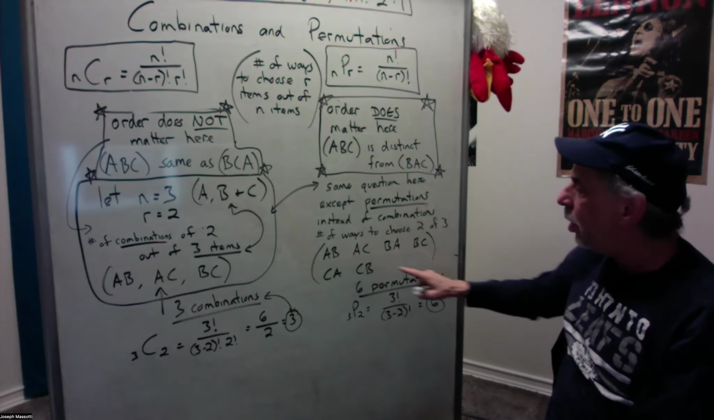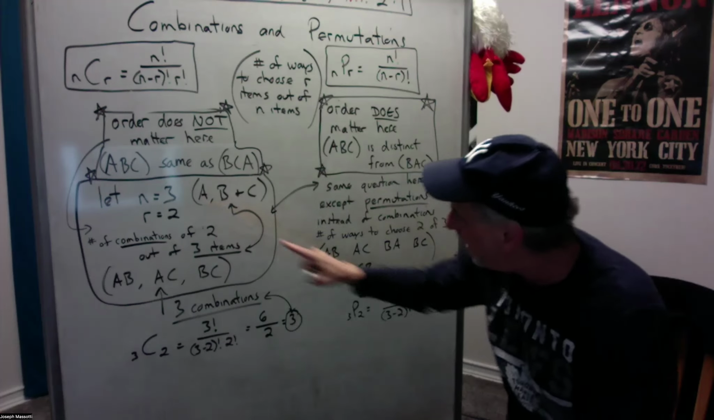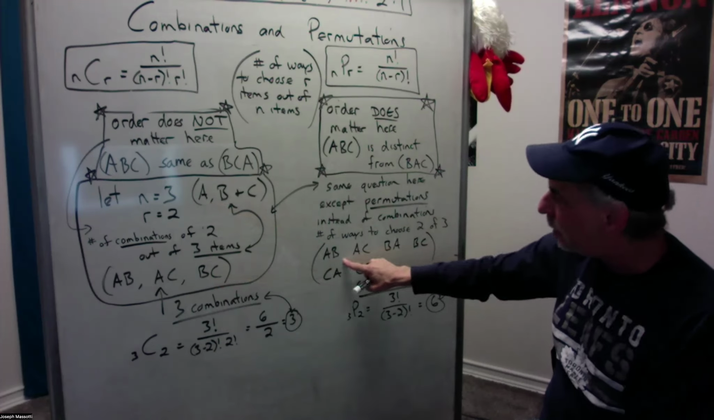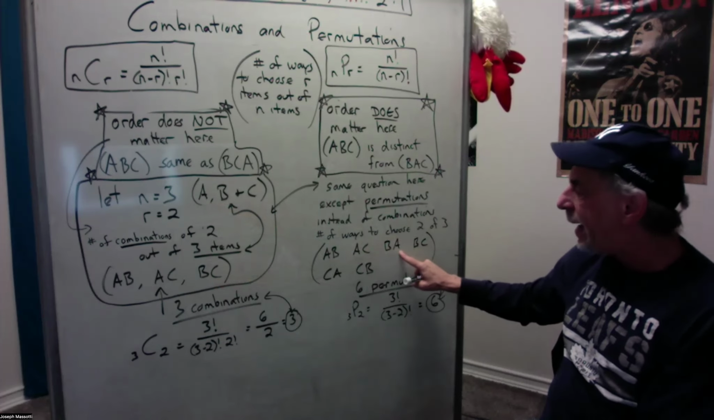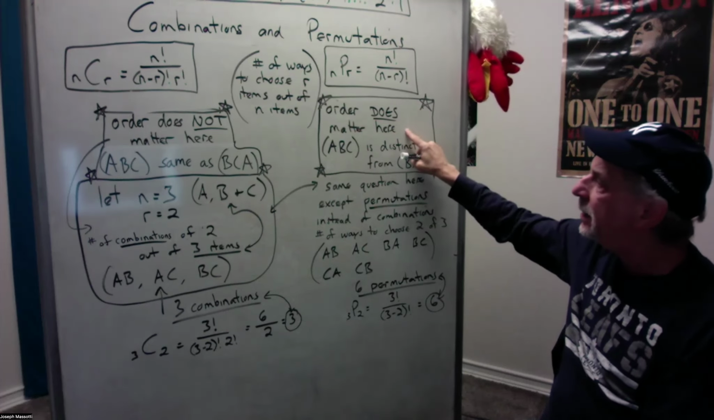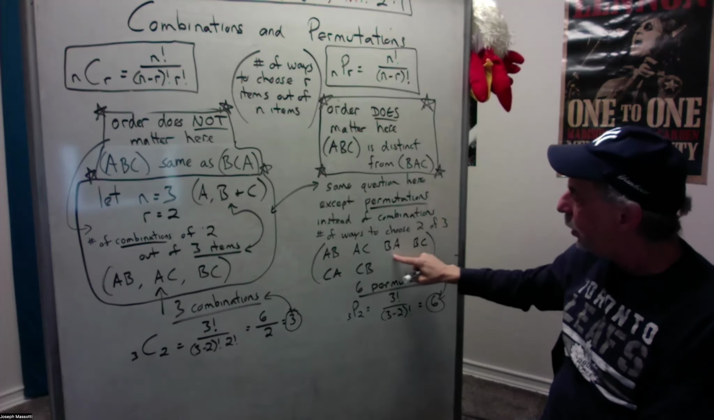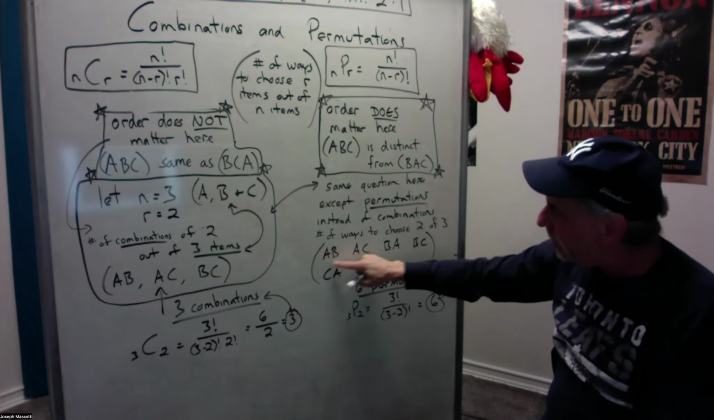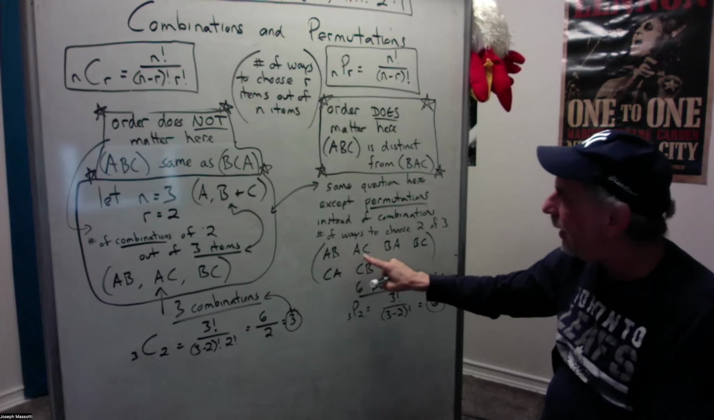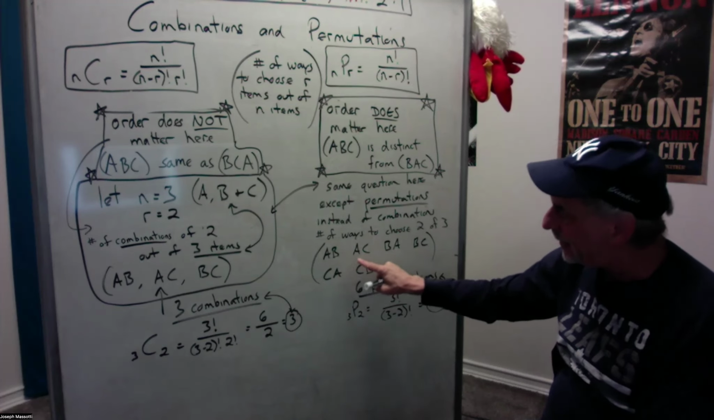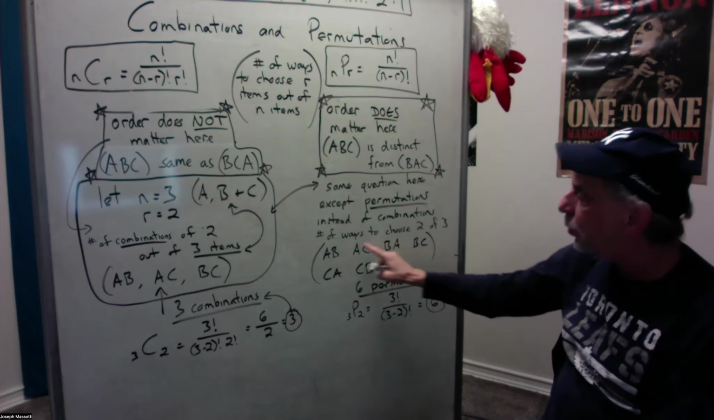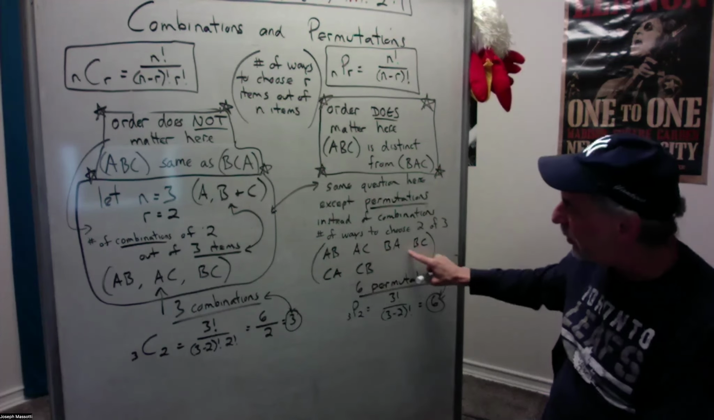Well, again, we can write them all out. We can say A and B, A and C, and B and C, like the 3 that we had earlier. But now B and A is distinct from A and B, because order does matter here. So the order here matters. These are 2 distinct permutations, just as CA and AC are 2 distinct permutations, and CB and BC. So we end up with 6 permutations.